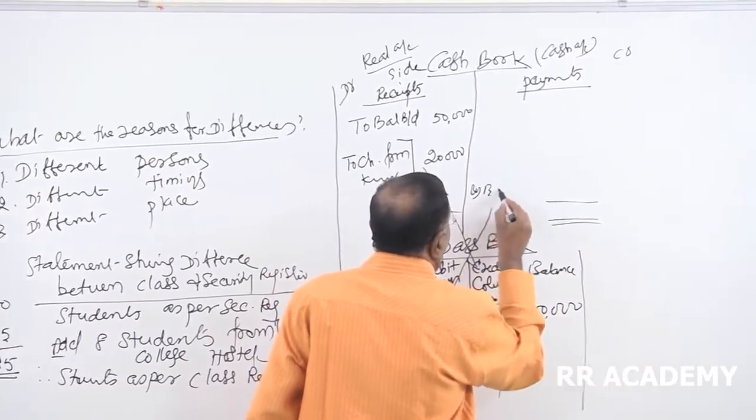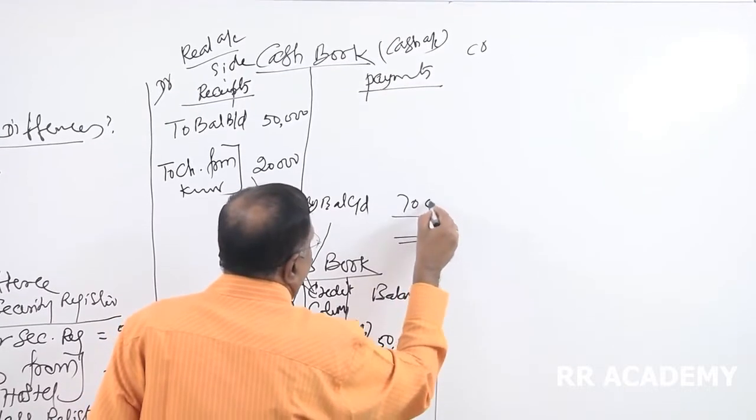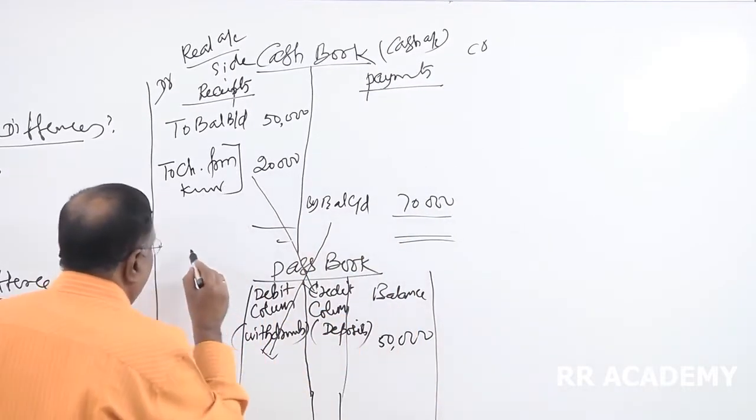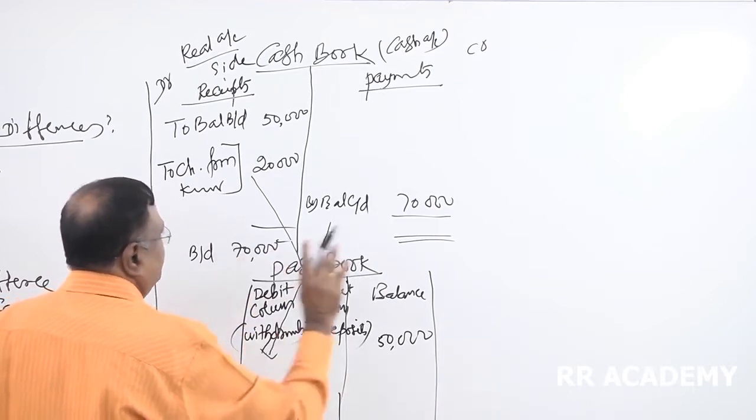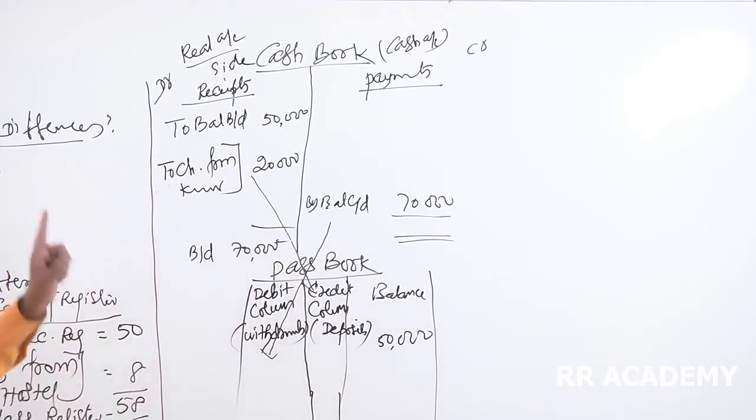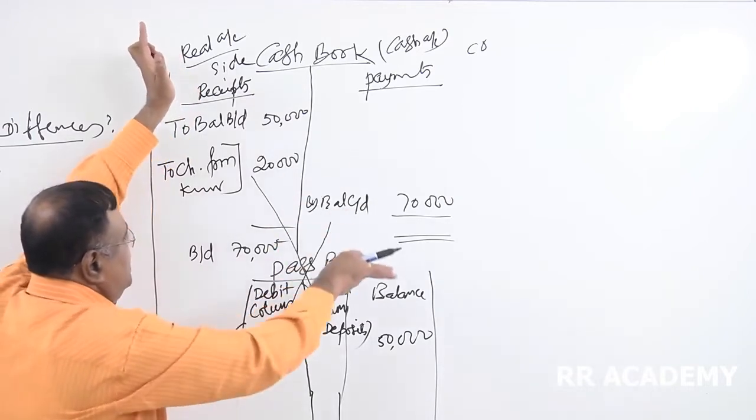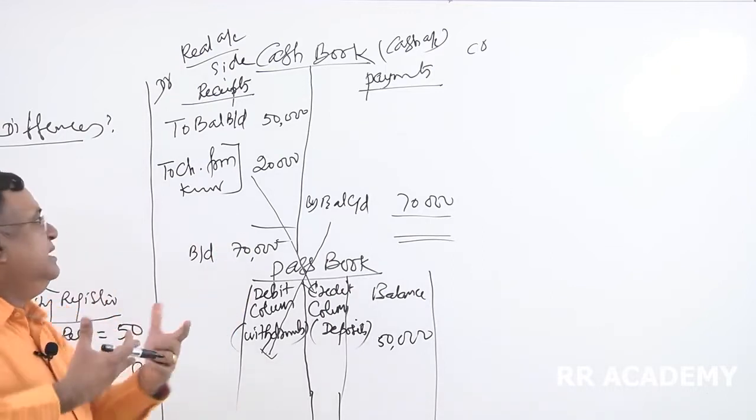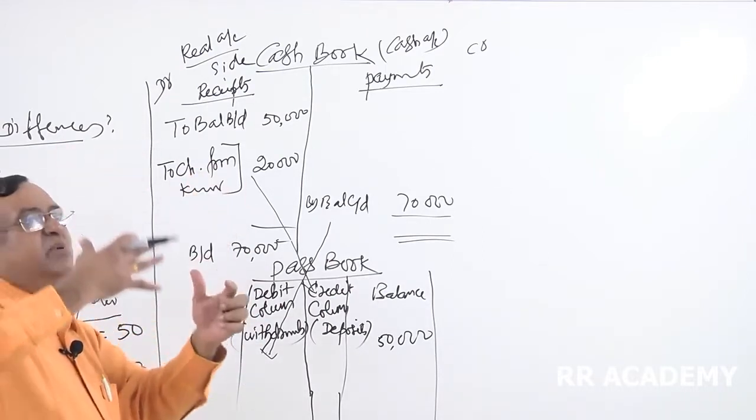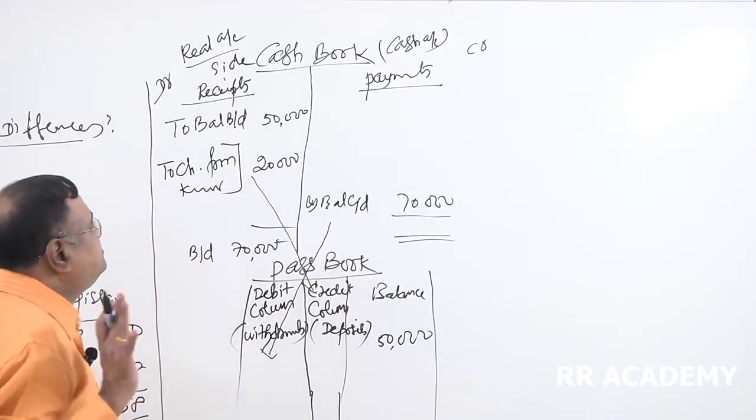What will we do? By balance carried down 70,000, carried down, brought down 70,000. That means the cash book shows a debit balance. Why, sir? Because always the receipts will be more, payments will be less. Our money will be more. Bank money will not be more. Our money will be more. 70,000, carried down, brought down.